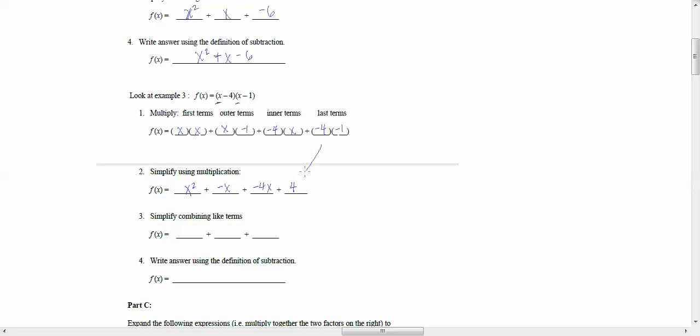I'm basically just multiplying everything out like that. Then I combine the like terms. The like terms in this case are the negative x and the negative 4x. What is negative 1x plus negative 4x? That's negative 5x. And the guys on the outside, they stay the same. So my answer is x squared minus 5x plus 4. That would be foiling that thing. Without having to use those dumb tiles, I'm done.